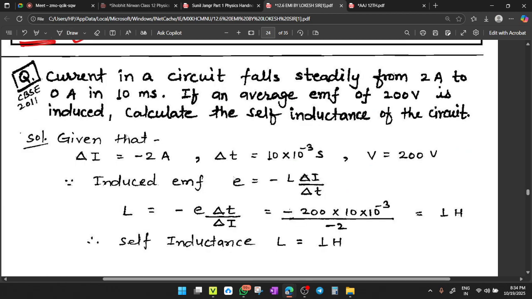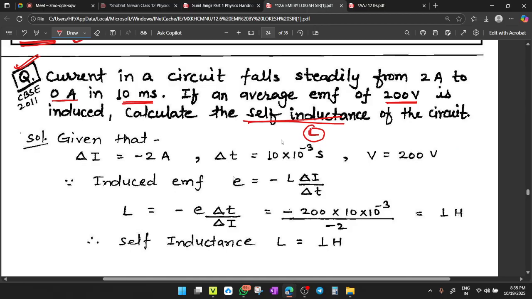Clear? Okay, students, let us see a question here. Current in a circuit falls steadily from 2 ampere to 0 ampere in 10 millisecond. If an average EMF of 200 volt is induced, calculate the self-inductance of the circuit. So we have to calculate L, the self-inductance of the circuit.